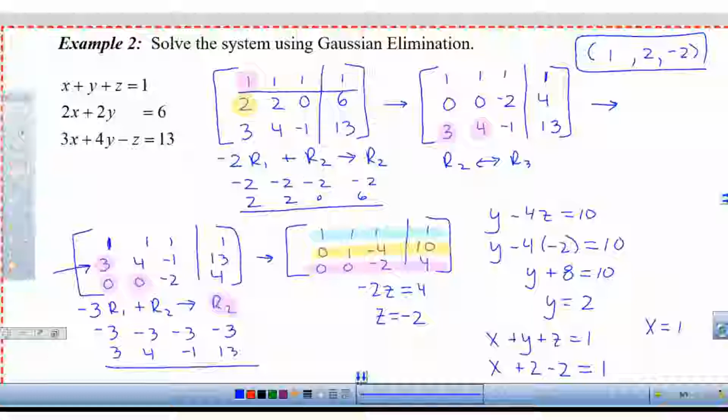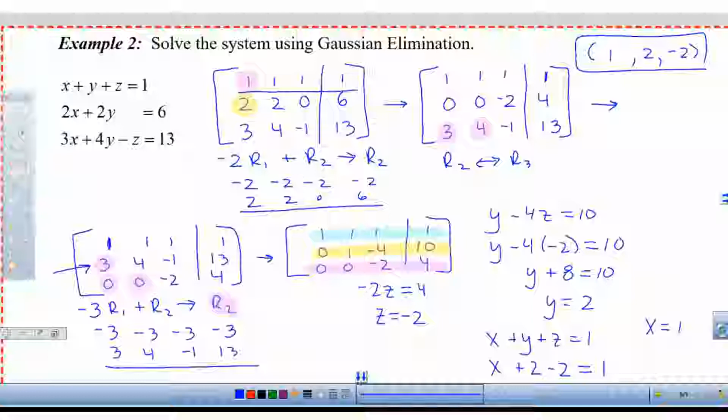Okay, grab your calculator. I'm going to show you something. See how x is a 1? Everybody go 1, store, enter. See how y is a 2? Everybody go 2, store, right, enter. See how z is a negative 2? Negative 2, store, right, enter.